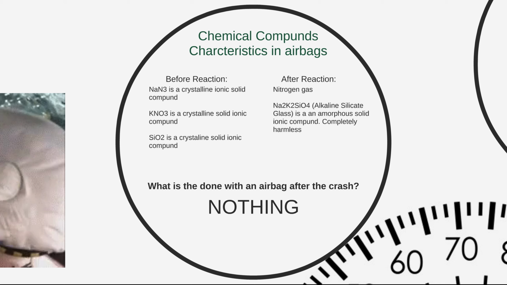Then silicon oxide is added to the reaction. This is the third reaction, in which silicon oxide, another crystalline ionic solid, creates alkaline silicate glass. This is an amorphous solid which is non-toxic, and since it's amorphous, it has a non-three-dimensional shape in its atomic structure, and it's completely harmless to humans. Therefore, when the car crashes, the airbag can be disposed of without any proper restrictions or safety measures. It can be just recycled or thrown away in a city trash can.